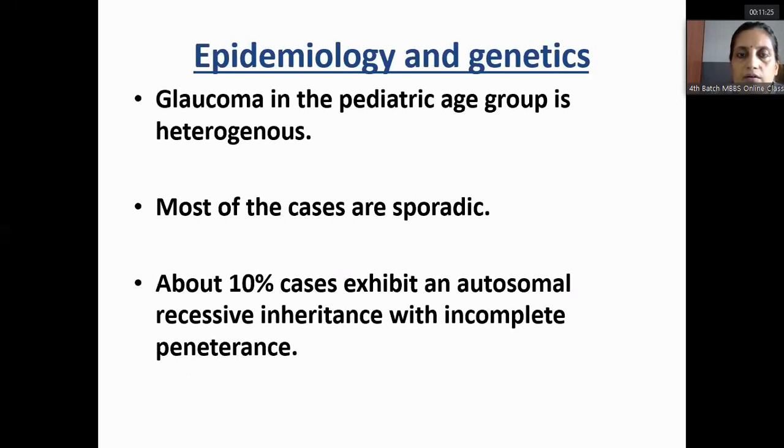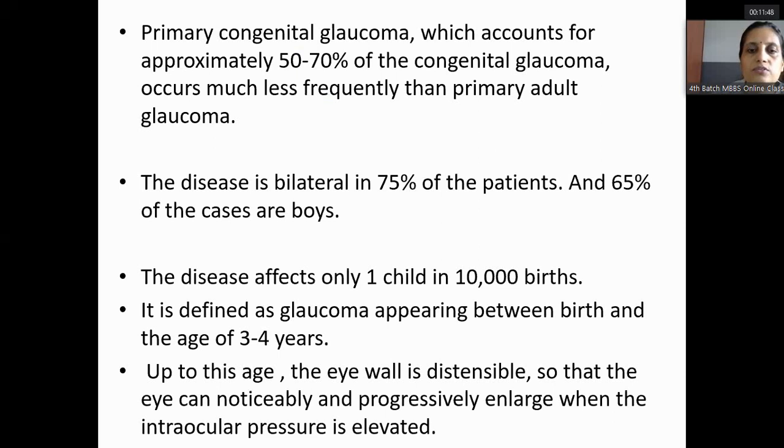So you have to remember always the rate of congenital glaucoma, that is 1 in 10,000. This is a very important question, and it occurs more in the male child, about 50 to 60% of the cases are male. So this is a very frequently asked epidemiological question.